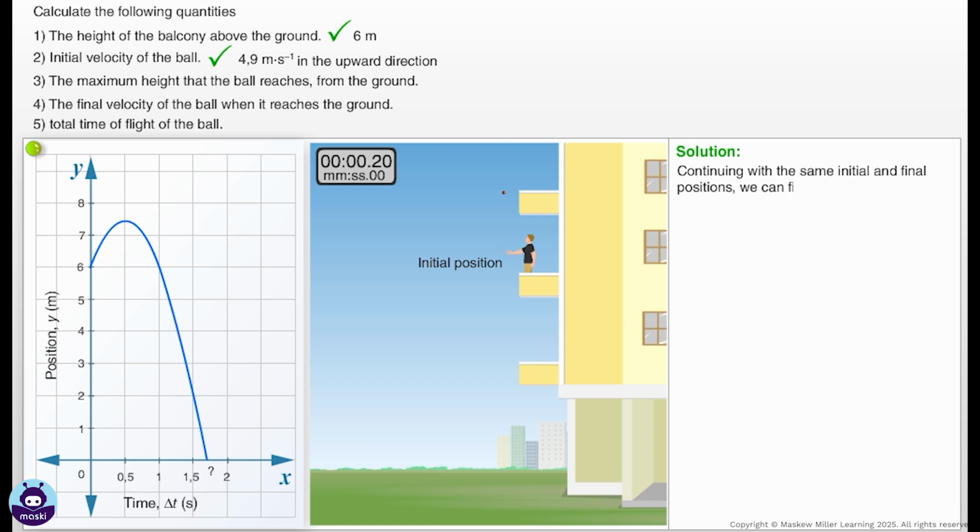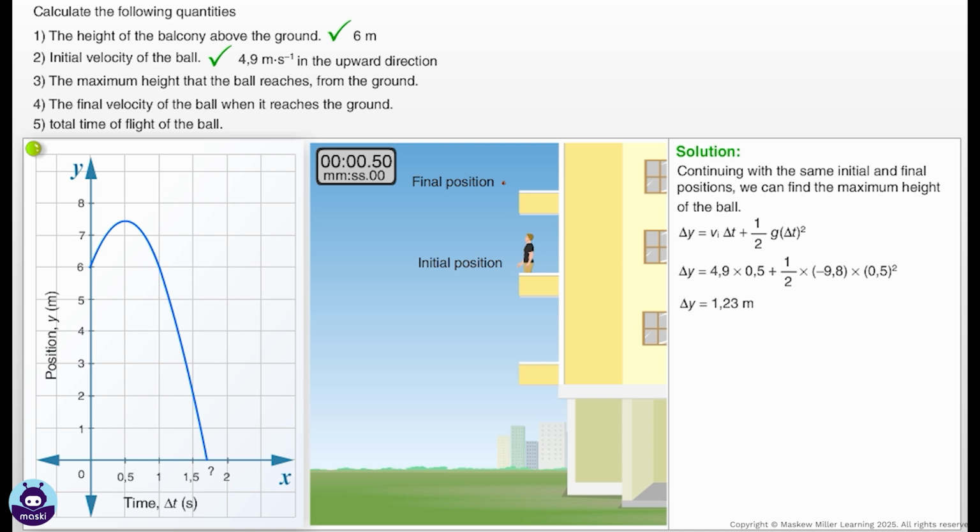Continuing with the same initial and final positions, we can find the maximum height of the ball. The displacement of the ball can be found in this time interval. Delta y equals Vi delta t plus half g times delta t the whole square. Delta y equals 1.23 meter.